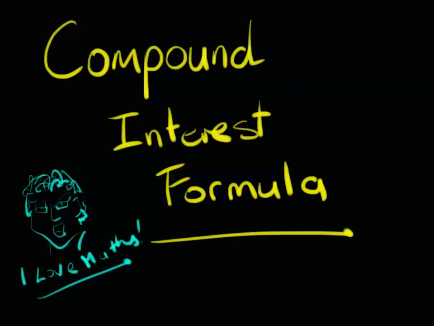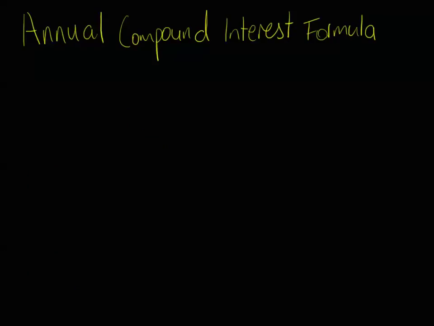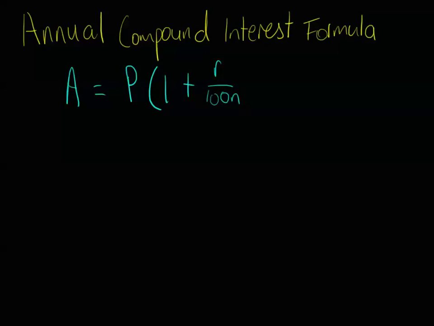So what we can actually do to figure that out is use the compound interest formula. And more specifically, we can use an annual compound interest formula. We can describe the annual compound interest formula as A equals P multiplied by (1 plus R over 100n) to the power of n multiplied by t.